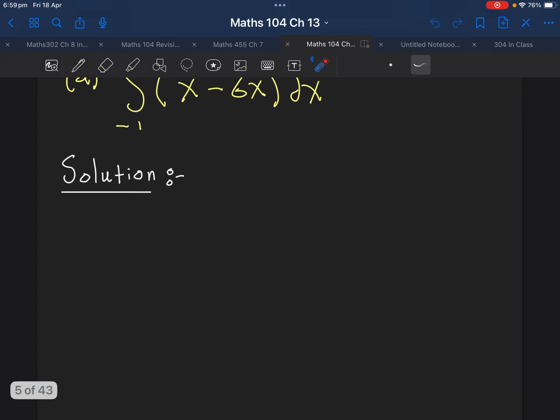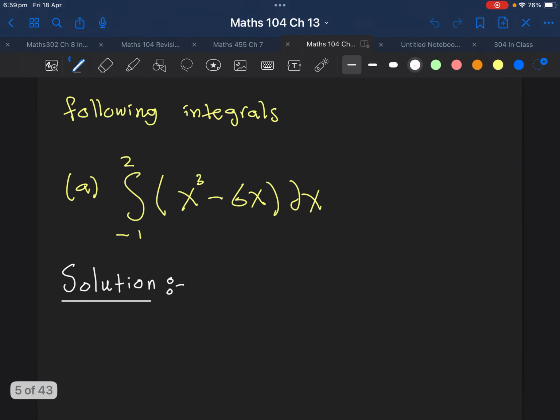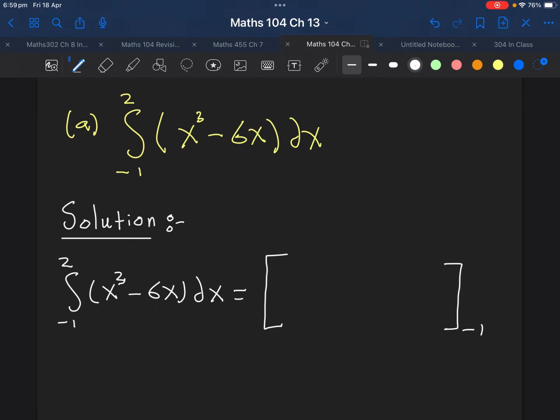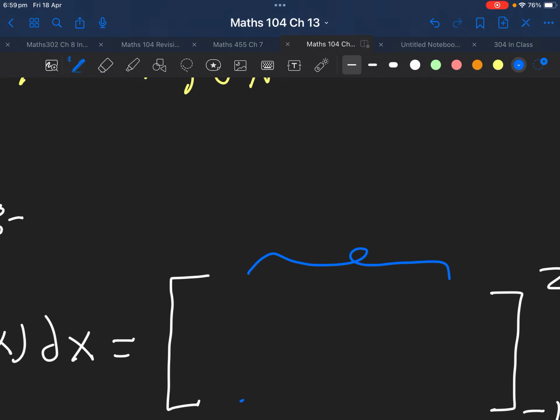The first question is nice and direct. You need to find the integral from -1 to 2 of the function x cubed minus 6x dx. Remember what I just said. You open one bracket and you write -1, 2. What you need to write here is the indefinite integral, which we already did before. You just need to repeat it up here.